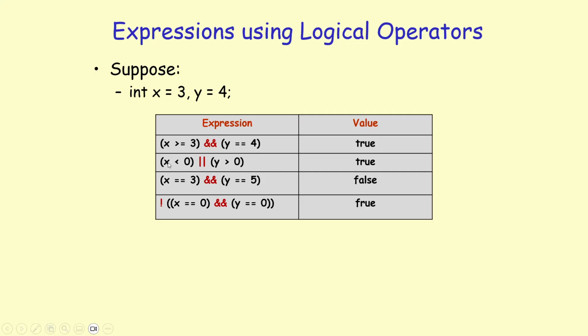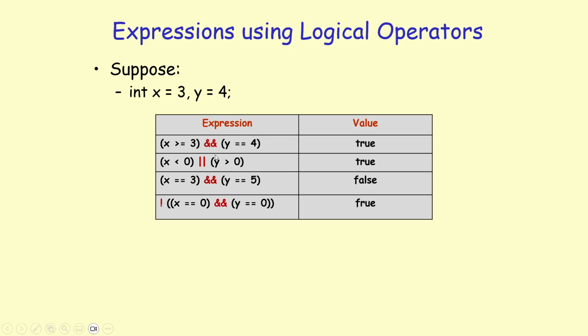The second expression says x less than 0 or y is greater than 0. So let's look at x. The value of x is 3. Is 3 less than 0? No. So this condition 1 is false. But if the condition 2 is true, then the overall expression would evaluate to true.